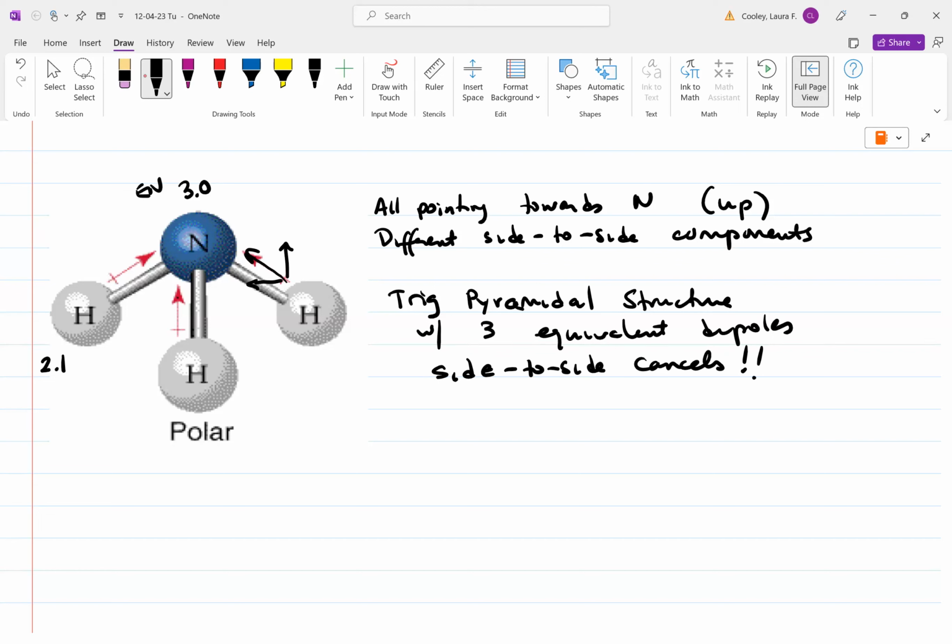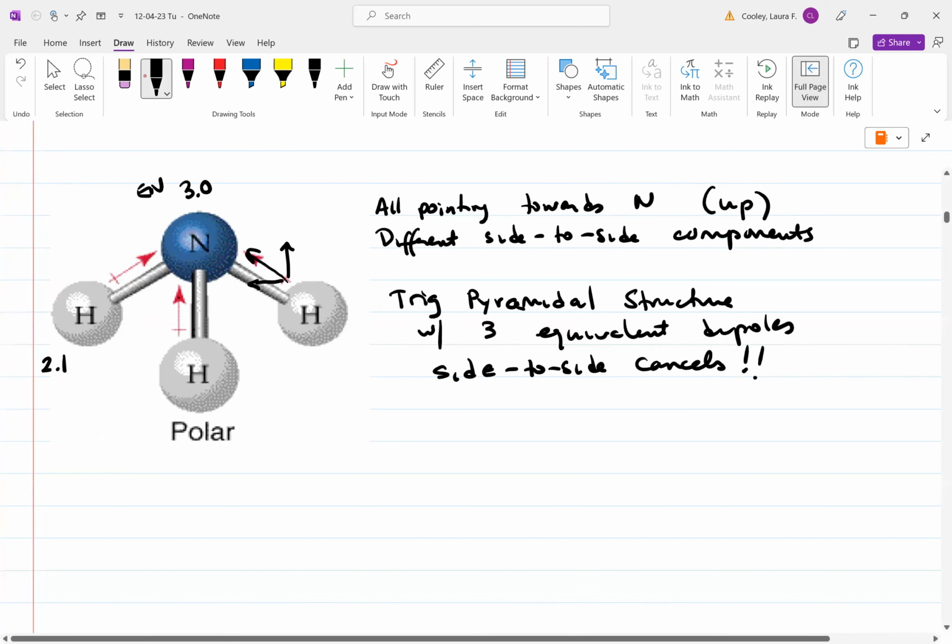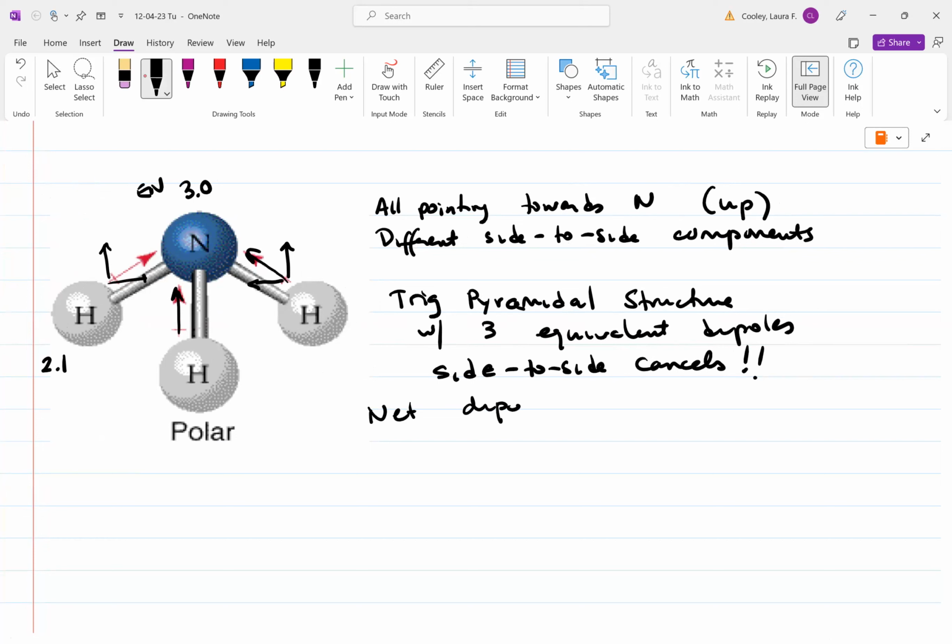And I really am not enough of an artist to show you in 3D how these arrows are going to cancel. But what you can clearly see is that the up component of each of these arrows is not going to cancel. They're all pointing up. Okay, so the net dipole points up towards the nitrogen.